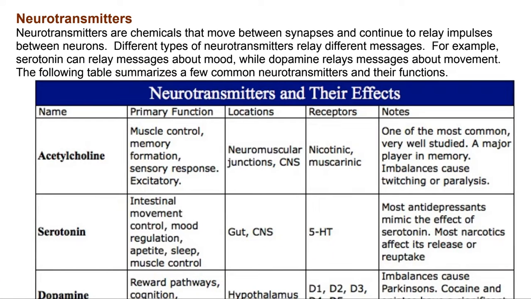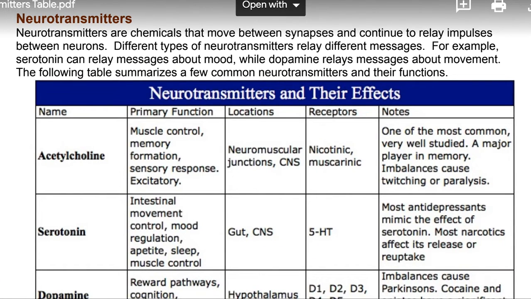What does your table look like? It's going to look just like this, okay? Neurotransmitters are chemicals that move between synapses. That's that space where the nerves come together. Syn means like together, like synthesis, bringing two ideas together, or symphony, bringing sound together. So the neurotransmitters are chemicals that move between synapses and continue to relay impulses between neurons.